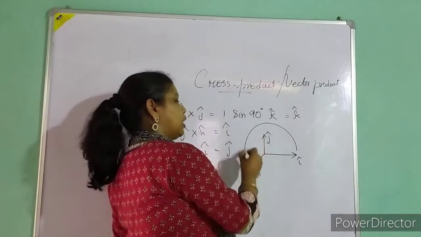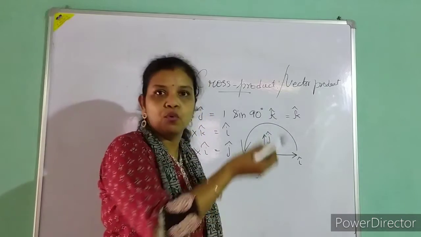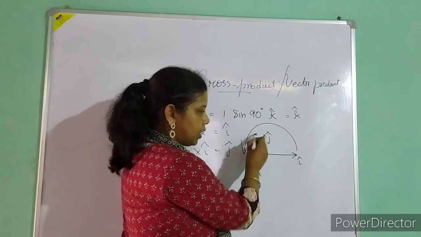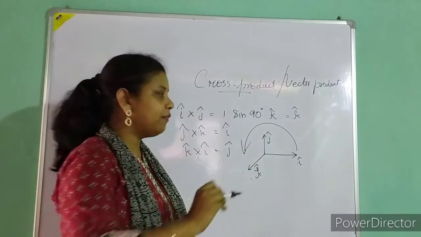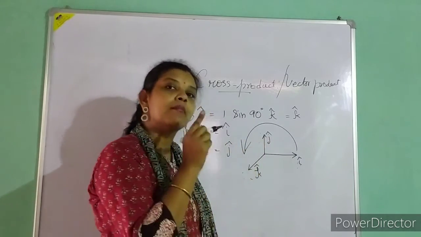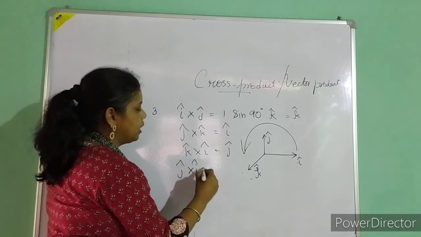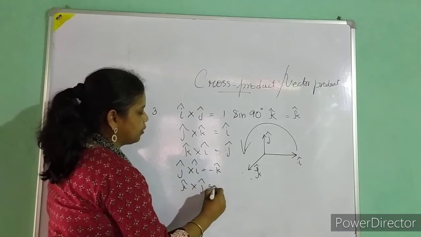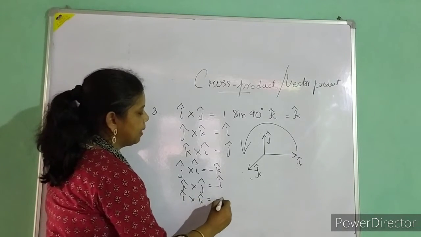So we will move in anti-clockwise direction. As we move in anti-clockwise direction, I cross J will be K, J cross K will be I, K cross I will be J. Like that it will come. But if I move clockwise, meaning I cross K will be J, but it is minus. So if I reverse this, meaning I have written J cross I, it will equal minus K. If I have written K cross J, then it will equal minus I. And if I have written I cross K, then it will become minus of J.